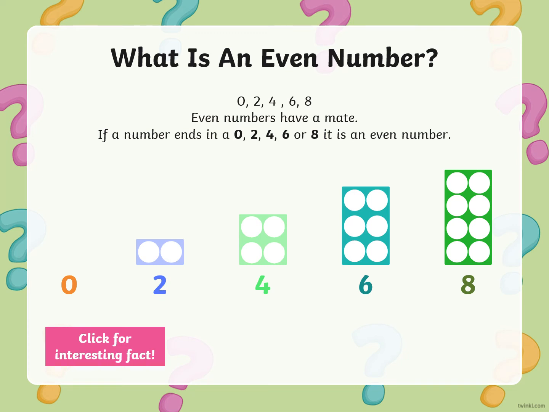What is an even number? 0, 2, 4, 6, 8. Even numbers have a mate. If a number ends, so it's 1's number, is a 0, a 2, a 4, a 6 or an 8, it is an even number. Look at the Numicon pieces here and you can see that each one has a pair. There aren't any numbers left over. So even numbers are all in the 2 times table.